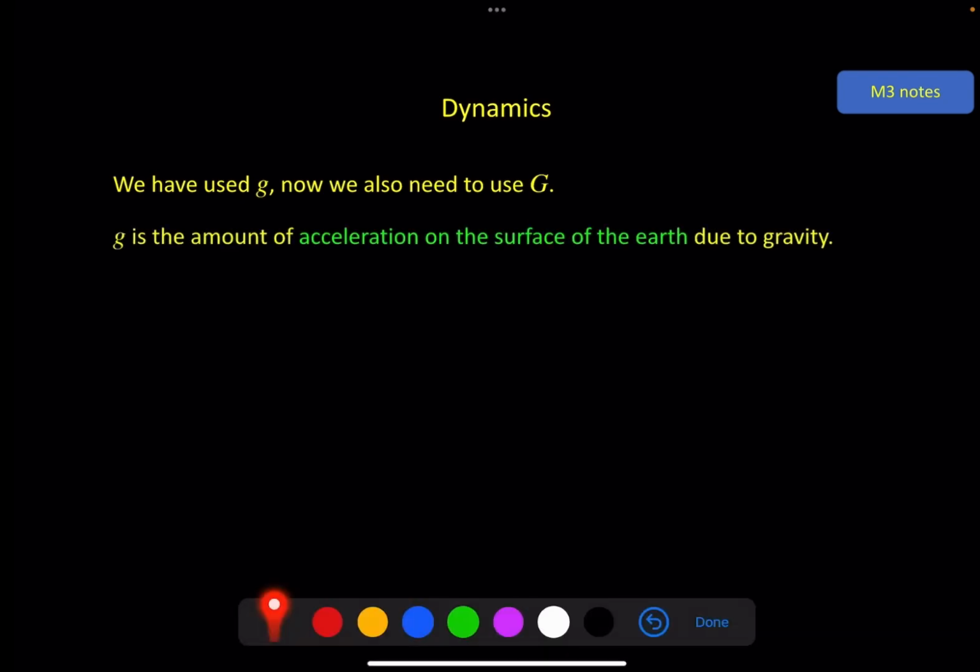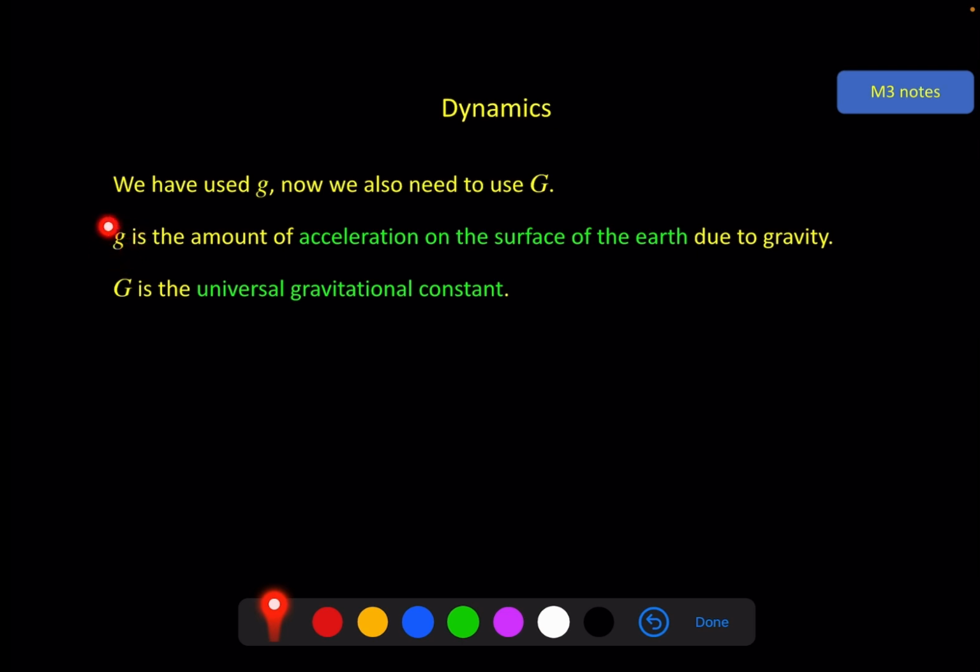Little g is the amount of acceleration on the surface of the Earth due to gravity. Now I should be clear here because I have called this by the wrong name in previous videos. I can remember at least once I've called this the gravitational constant, and that was not correct. It's the acceleration due to gravity. That distinction becomes much more important in this video because capital G is the gravitational constant, the universal gravitational constant. So a quick word on these two.